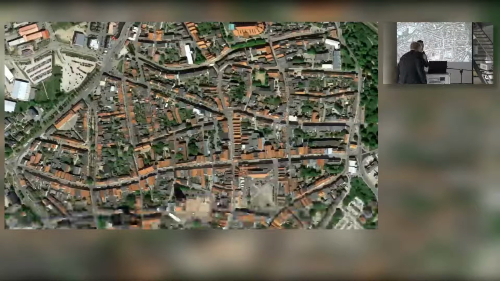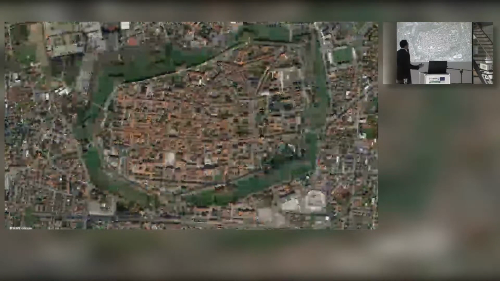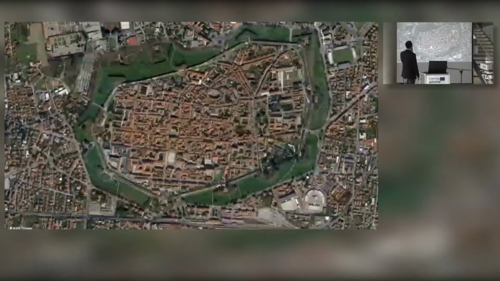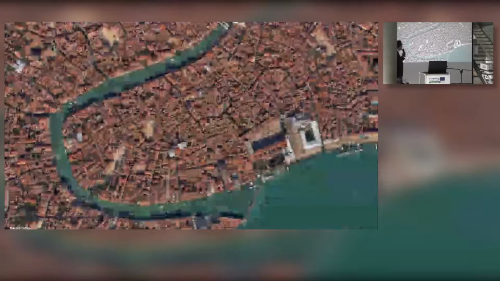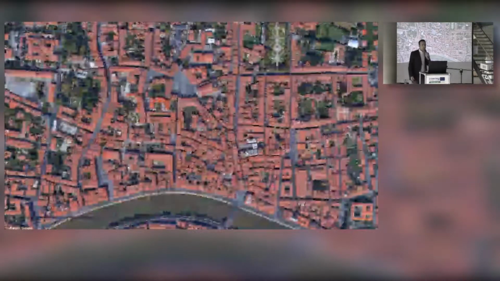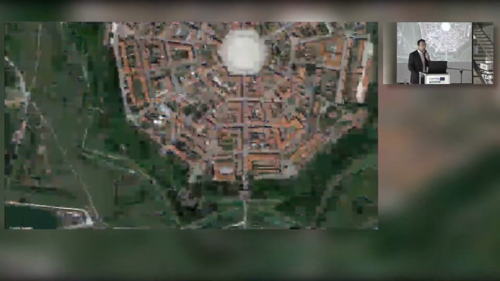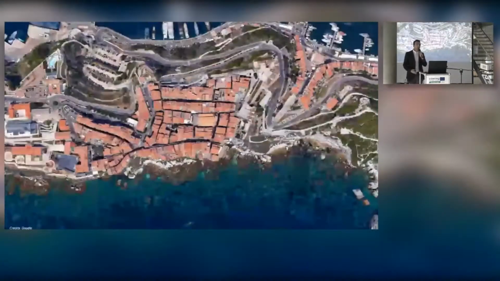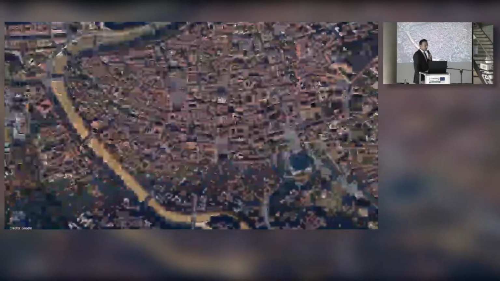So I want to start from the past. I want to show you some examples of some city centers, historical city centers. This is Weimar, for instance, and other historical city centers. And as we can see, there is not a specific or precise structure of these cities. Of course, they were built in the past.